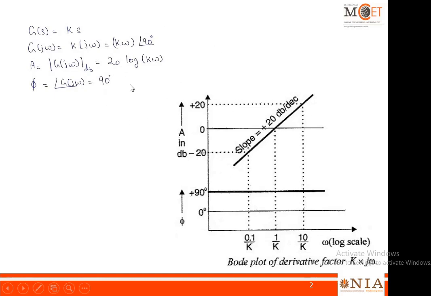So the inference is that s in the numerator will contribute a slope of 20 decibels. S in the denominator, as we saw in the previous video, contributed minus 20 dB for the magnitude curve. So that is the inference.